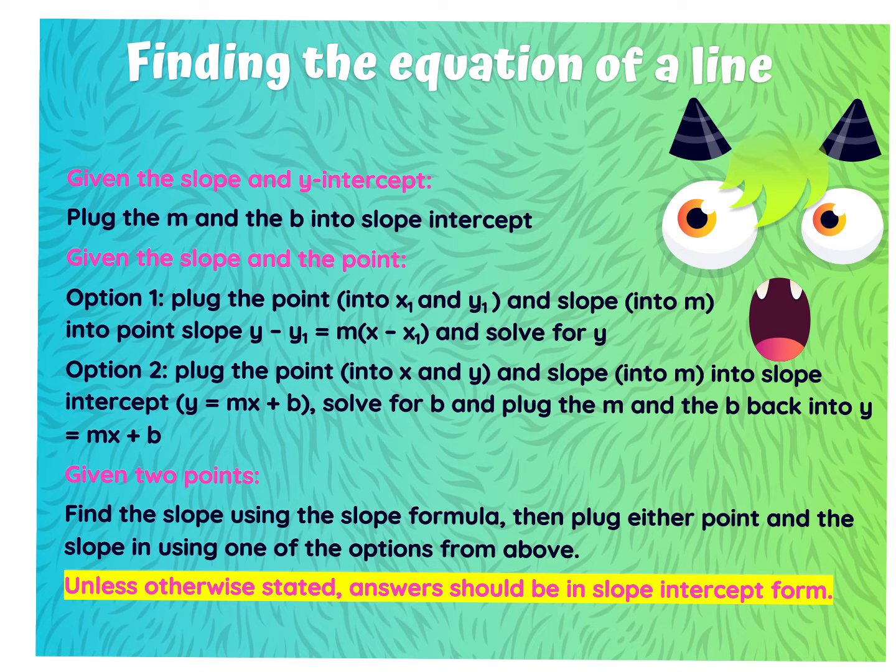Whenever you're given two ordered pairs or two points, we'll first have to find the slope using the slope formula, y2 minus y1 over x2 minus x1. Then we can take either point, it doesn't matter which, and plug it back in using one of the options above. Either plug it into point slope or into slope intercept. When you're doing the WebAssign tonight, all answers should be in slope intercept form unless they say otherwise. So let's go ahead and take a look at some examples.